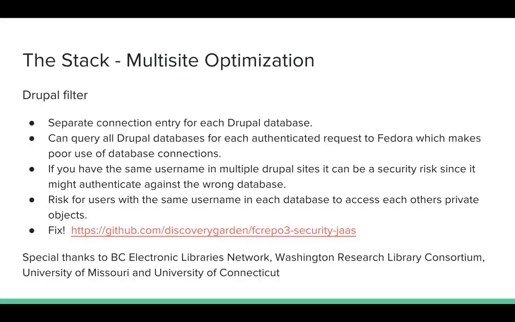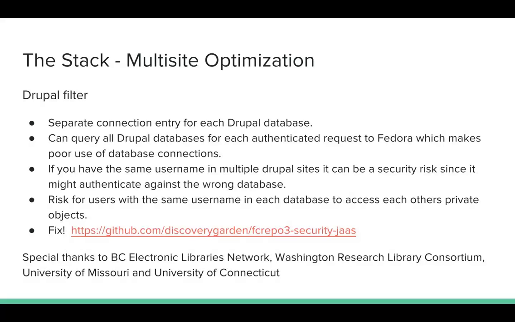And one of the issues with this is that it can query all the Drupal databases for each authenticator request to Fedora, which makes a very poor use of database connections. So if you're a site with a lot of multi-sites, many users, a lot of activity going on, maybe you have some bulk ingest, it's going to be hitting the Drupal databases a lot, and it's a very poor use of your database connections, and it can cause issues and potentially destabilize your server depending on what you're doing.